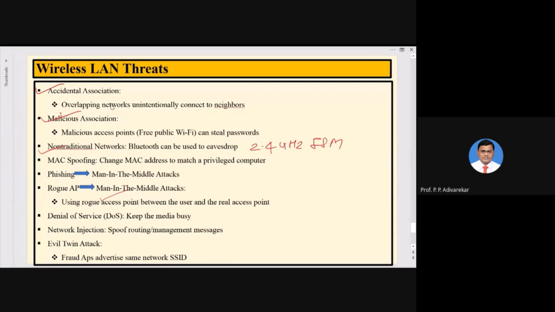So next one is MAC spoofing. Spoofing means imitating someone else's identity: copying someone else's MAC address, or changing it to match a privileged computer. This can be done in order to listen and possibly to modify the communication. That is also prevented by WPA. MAC spoofing will work only once. The next time the temporal keys are changed, the spoofing station will not be able to communicate.